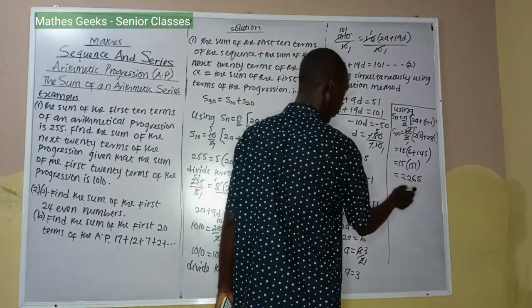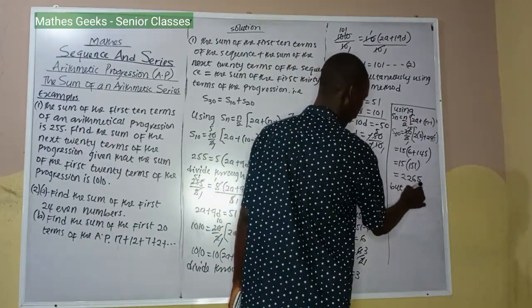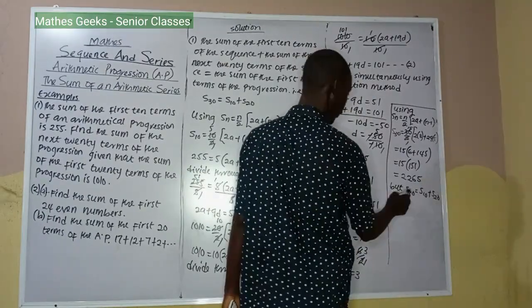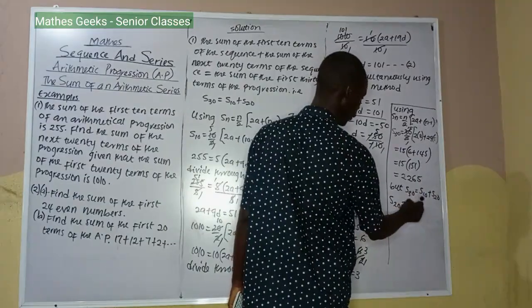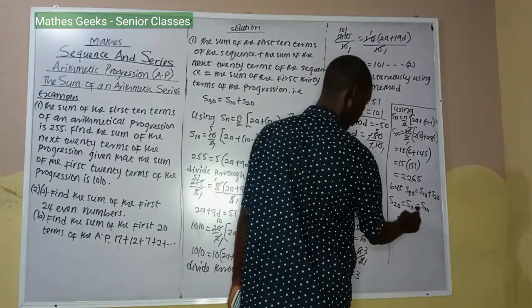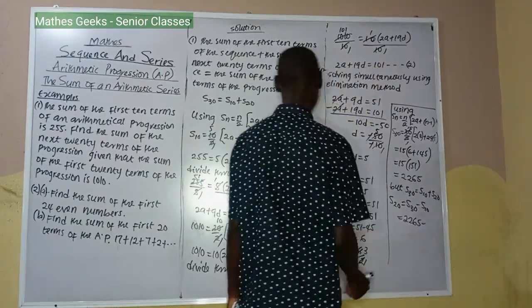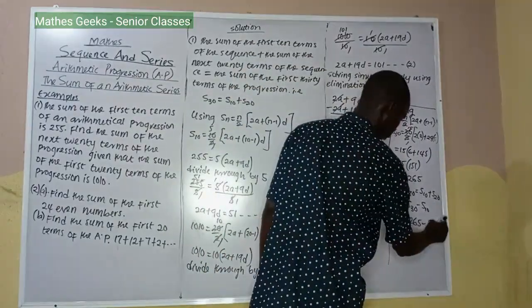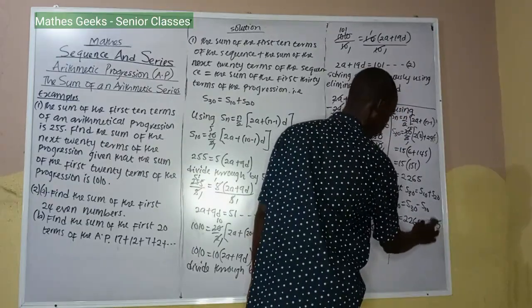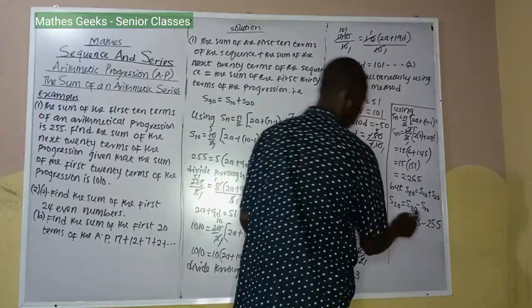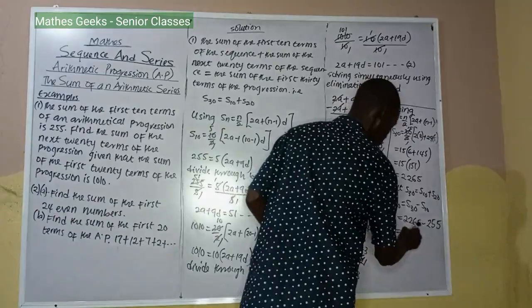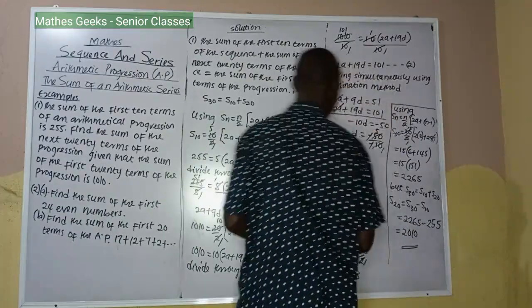So now that we've gotten the sum of the first 30 terms, we say S30 is equal to S10 plus S20. So S20 is equal to S30 minus S10. Now S30 is 2265 and S10 is 255. So 2265 minus 255 is 2010. That's the answer.